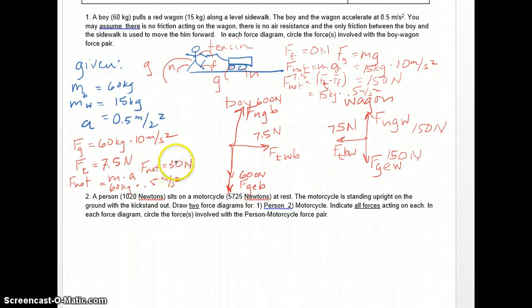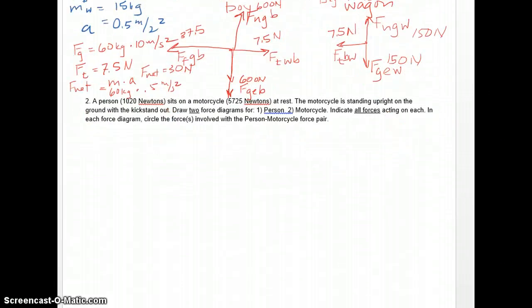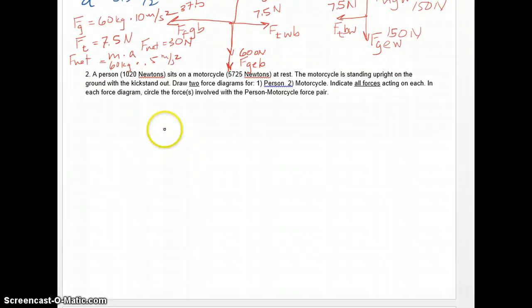That means that the difference between these two has to be 30 newtons. In that case, this here has to have the value of 37.5, because if I subtract 7.5 from 37.5, I get 30 newtons of net force. And this here we can call frictional force between the ground and the boy. And that solves that force diagram. So let's try one more. We're going to speed this along.